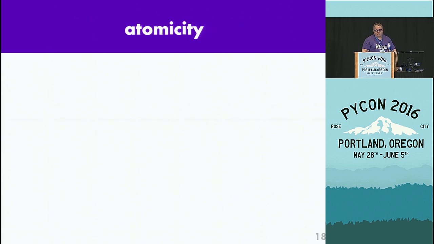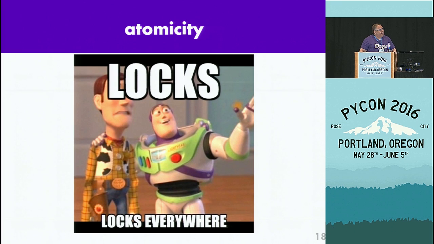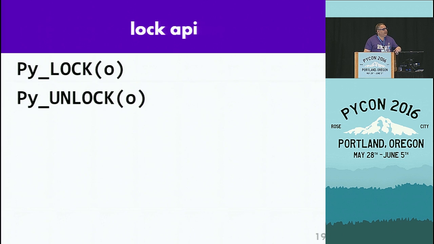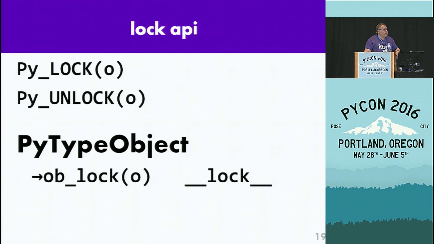And as far as the atomicity of operations, this is where we replace the one giant lock in Python with millions, and I literally mean millions of locks all over the place, little tiny locks. So there's going to be a new lock API, at least internally. That's what I've done in the Gilectomy. I have macros called PyLock and PyUnlock that you use, kind of like Py_INCREF and Py_DECREF. Then the PyTypeObject has sprouted an ob_lock method. I don't know if it's exposed yet. I expect it to someday be exposed to functions and probably called __lock__ and __unlock__.